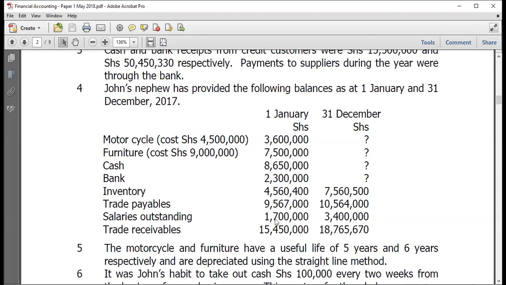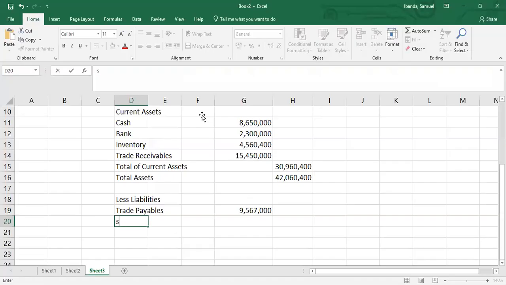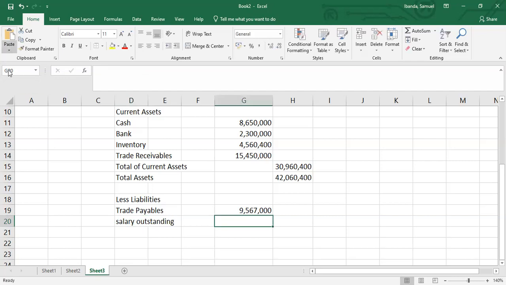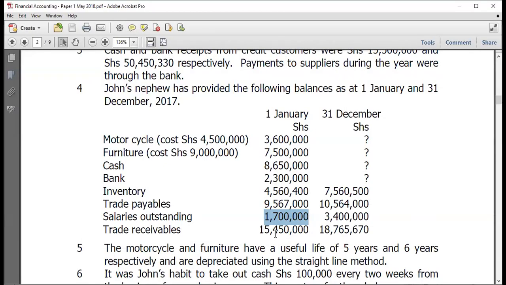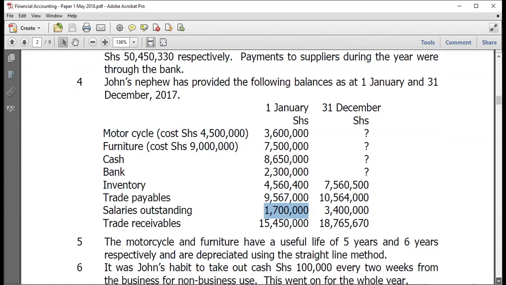So that is why you must be well conversant with these end of year adjustments. So salary outstanding is that. And then, yeah, I think that is all that we see for liabilities. I don't see any other. Definitely if there was any other, they would have included it.